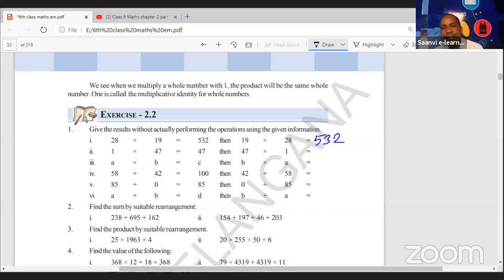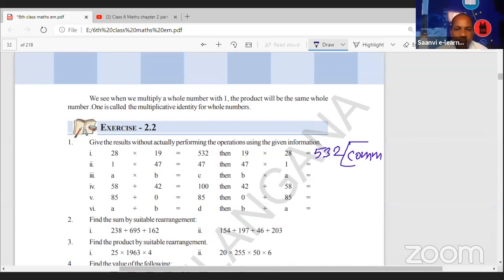So how are you saying we get the same result? Because when we multiply any two whole numbers in any order, we get the same whole number. Which property is it? It is the commutative property, commutative property under multiplication. Let us see how these properties will come.